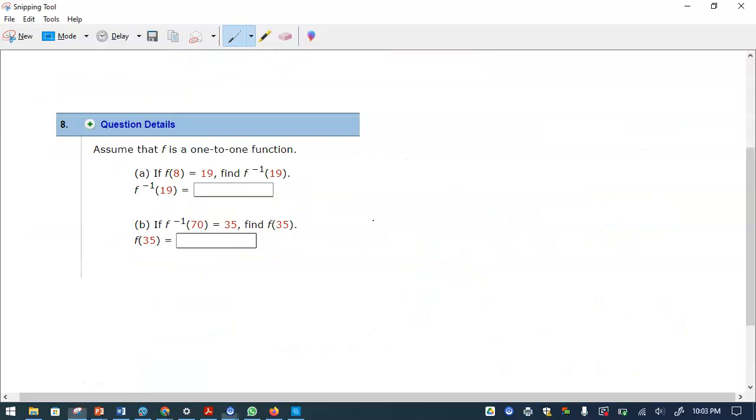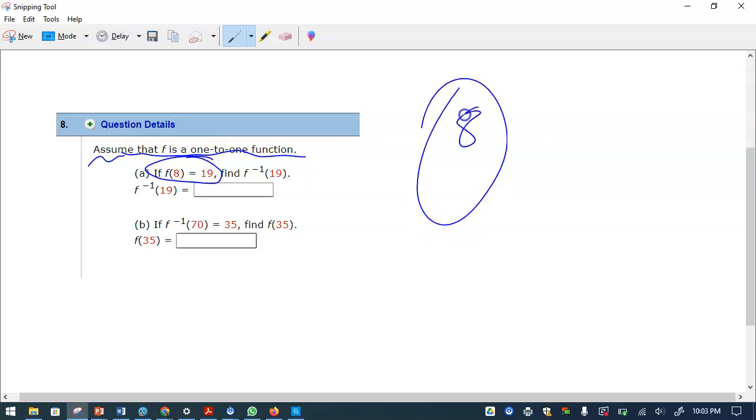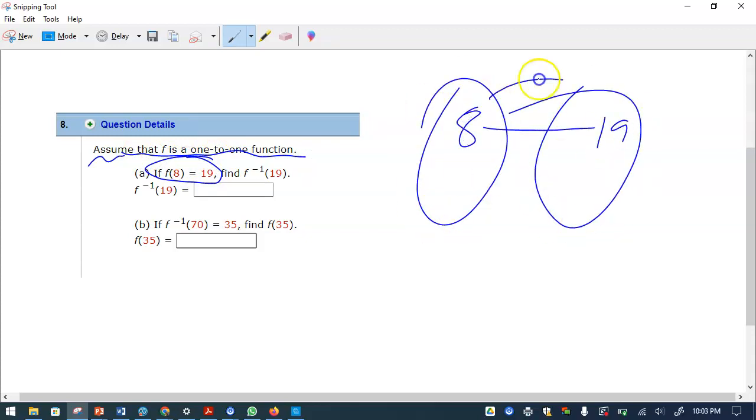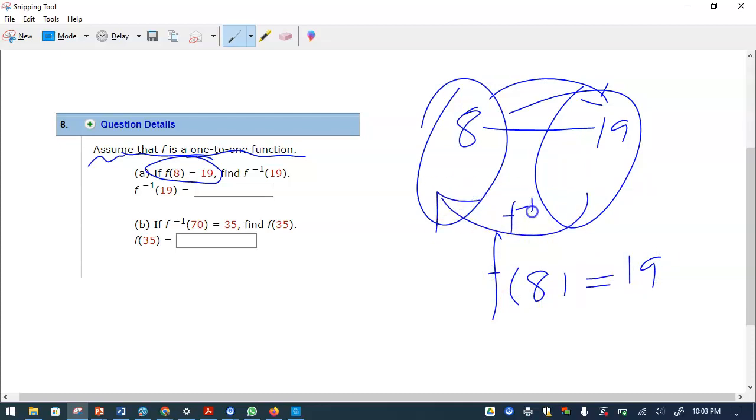It says f is already a function, and it takes the pre-image of 8. So 8 goes to 19, right? What f does is it takes the input 8 to 19. In other words, you go back, and that becomes f inverse.